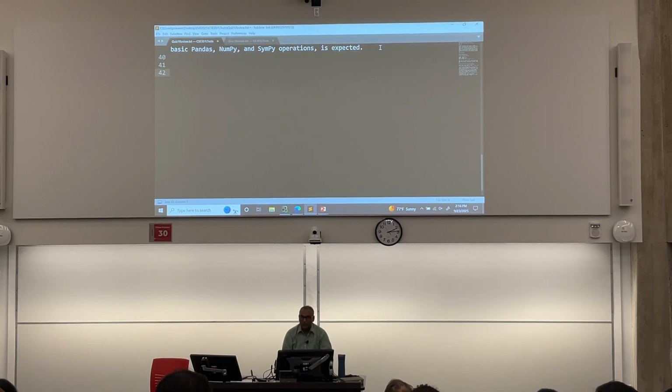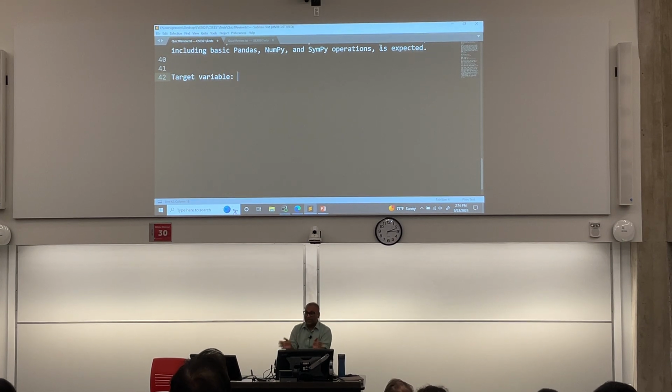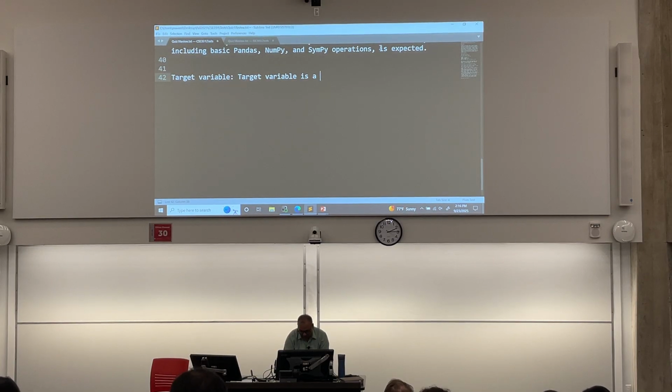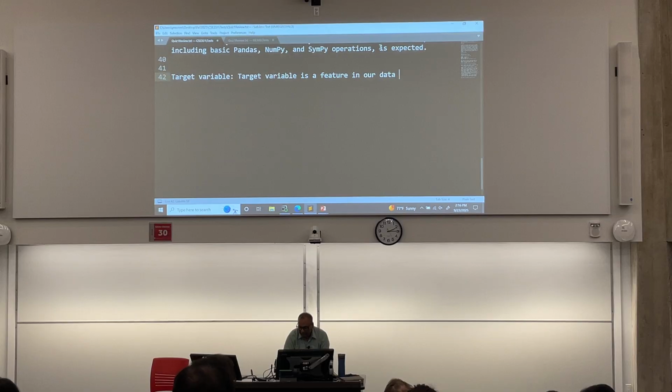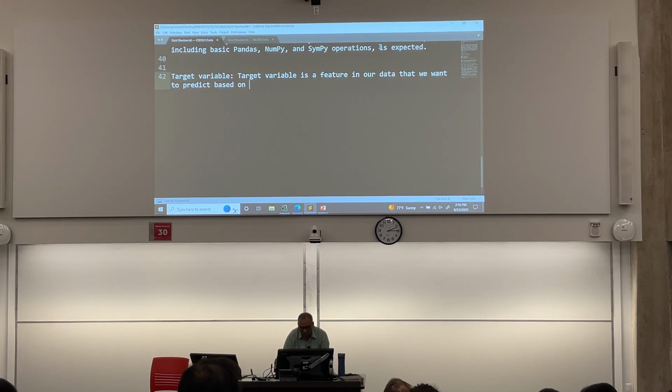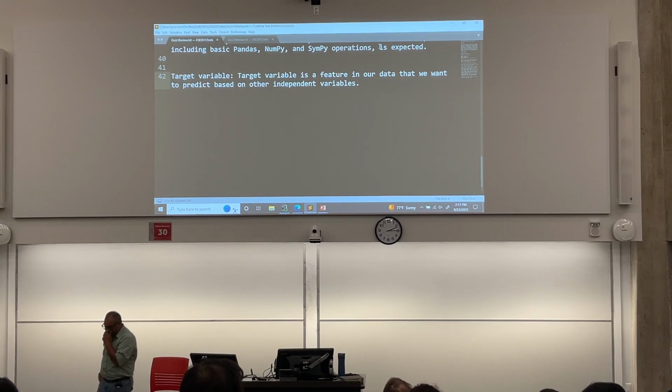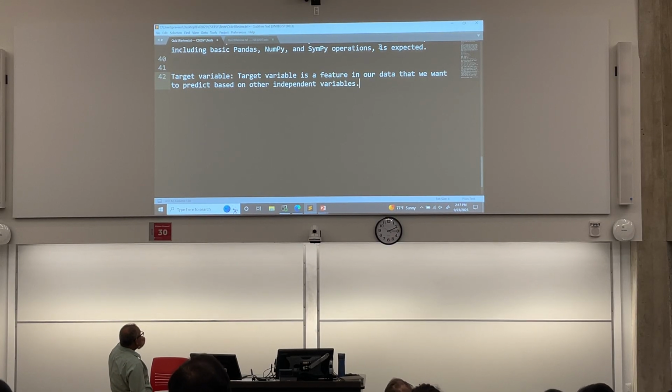Guys, this is my file that I'll be using for review. Why did I open this thing up? Let's have our definition for target variable. It's not on the quiz, okay? We can find better definitions. So the definition that I'm providing right now is based on your inputs and my understanding. So target variable is a feature in our data that we want to predict based on other independent variables. May not be the perfect definition, but let me see if this could be improved. Target variable is a feature in our data that we want to predict based on other independent variables.